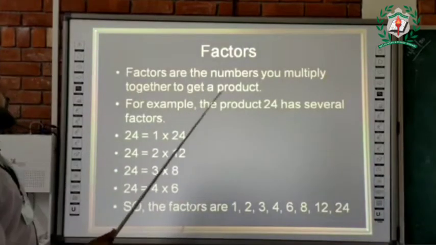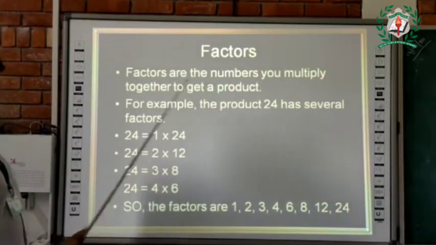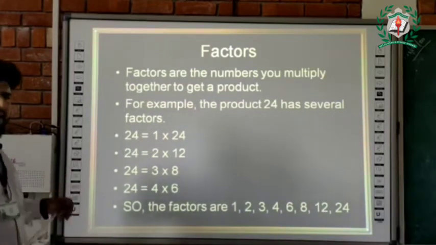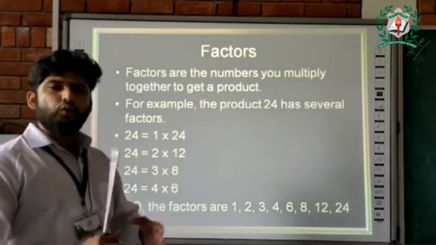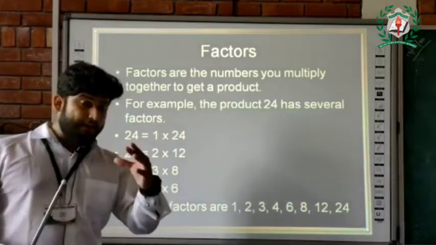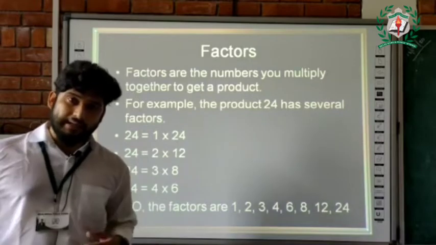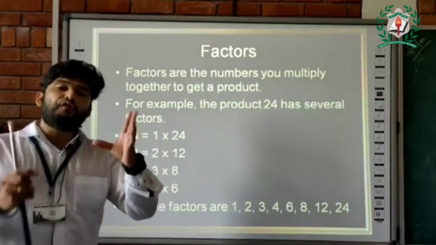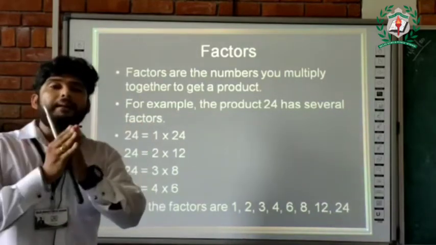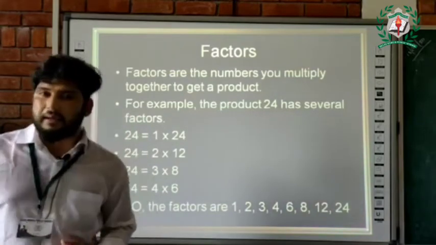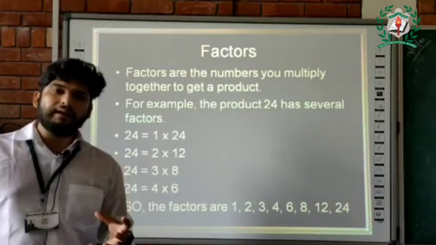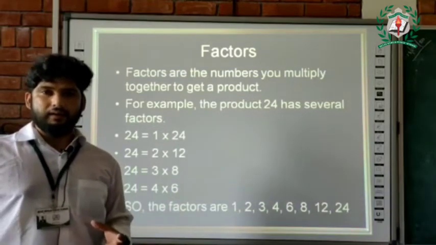Now factors. Factors are the numbers you multiply together to get a product. For example, the product 24 has several factors. A factor means the number from which you are getting the answer. Listen to me carefully. You have to find not the multiple; factors mean from which numbers that answer is coming.